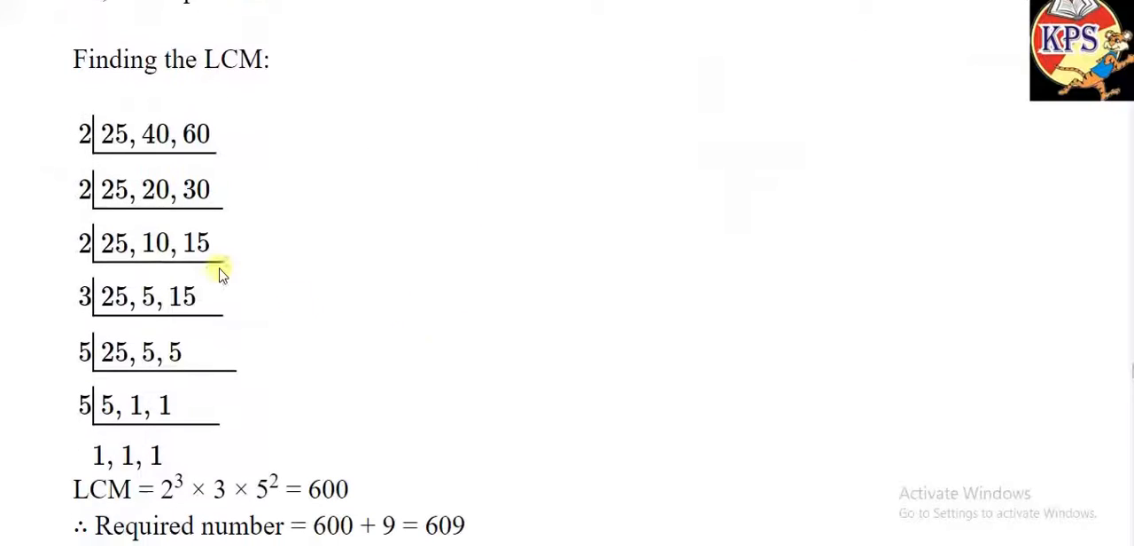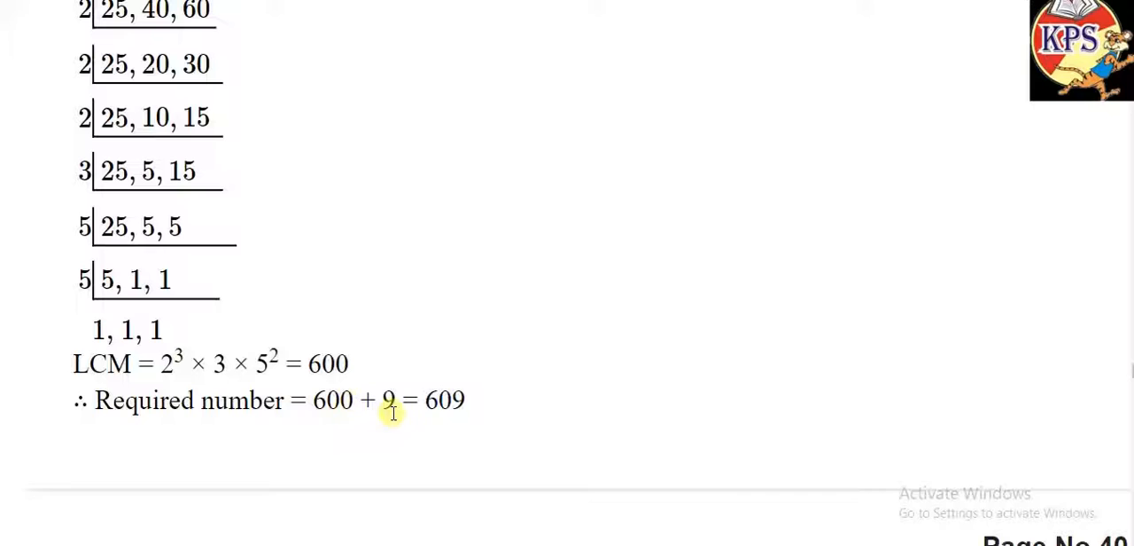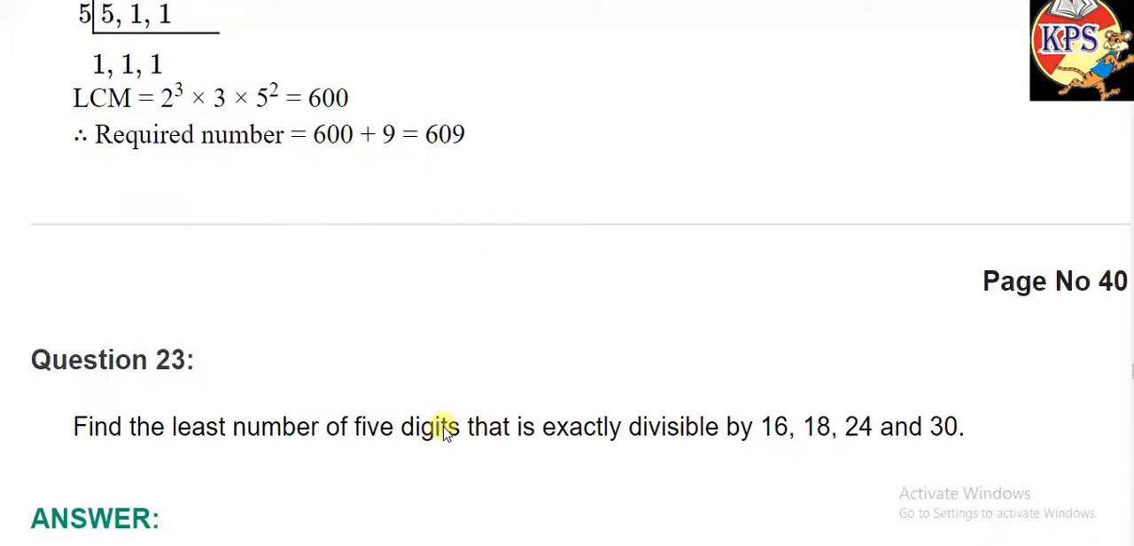First you will find out the LCM of all these numbers, and you will get the answer 600. Now you will add 9 to it and you will get 609. So this is the number.